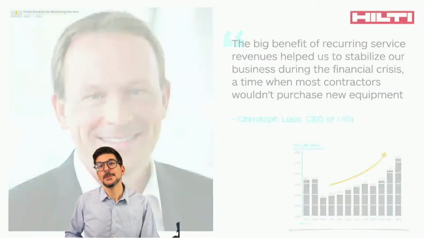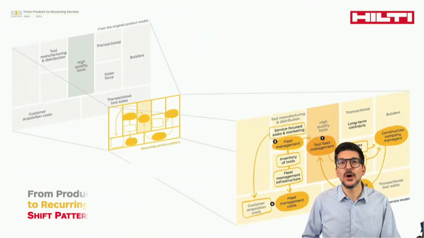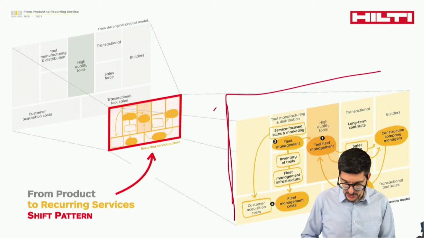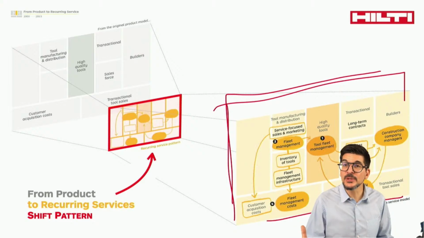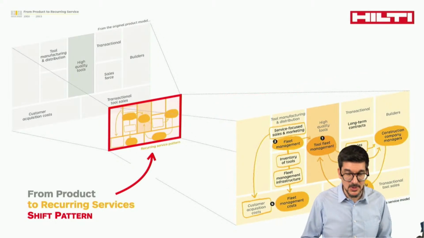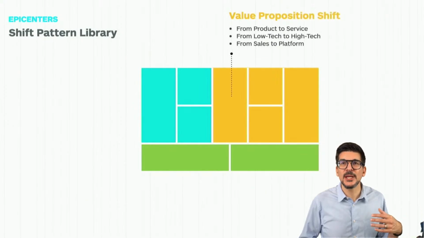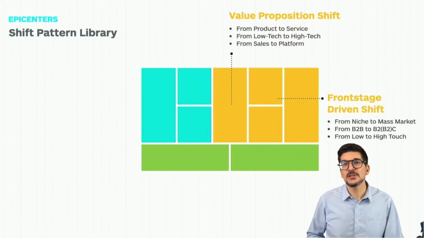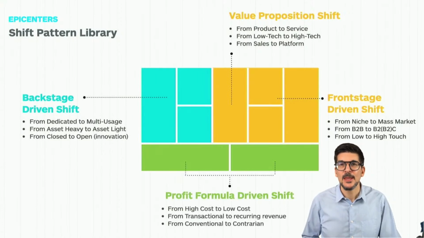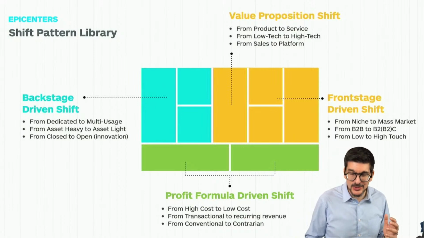So what happened here is that they went from an old business model, selling products, they applied this idea of a pattern, the shift pattern, and they went to a new business model, which is the one of earning money from services around the tools. So tools are still at the center, but they don't sell them anymore. And that changes the entire business model. So just like for Invent Patterns, we created a library. Some start with a value proposition. Some start with the front stage. Some start with the backstage. And some start with the profit formula. But I want to talk about some other topics, so we're not going to go just into the patterns.